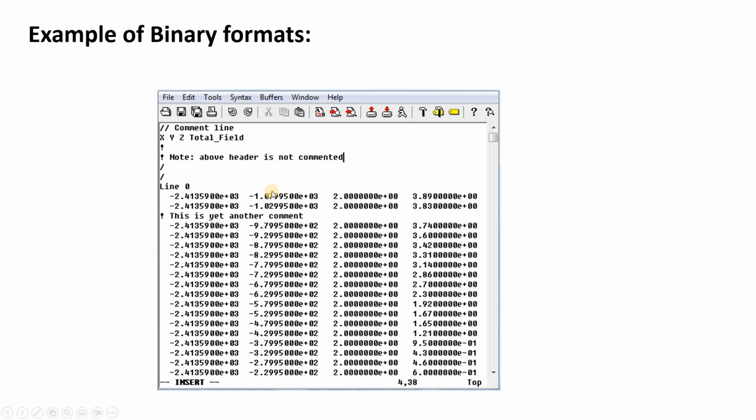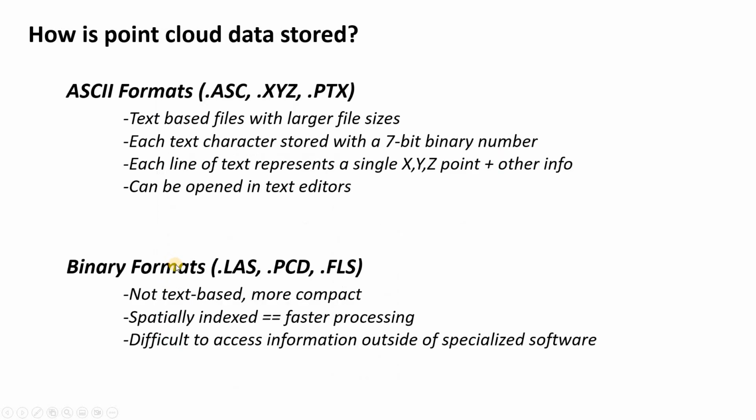Here's an example of that. Just open up the ASCII file in a text editor. I think this was an XYZ file, and you have 4 columns of data and a bunch of different rows, where each row is an individual point. Binary formats are more complicated. They're not text-based. They're more compact, but they can be difficult to access. You can't just open them up in a text editor. The most common binary format is .las.